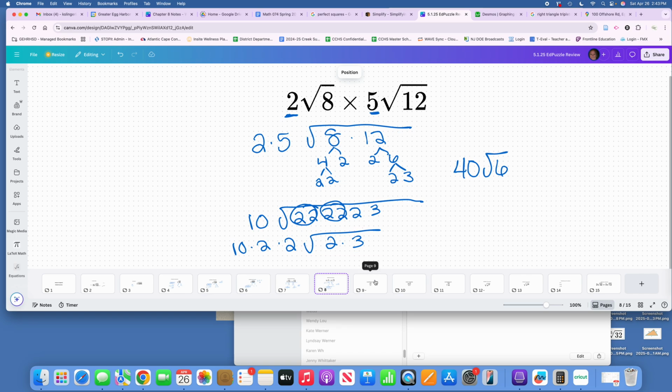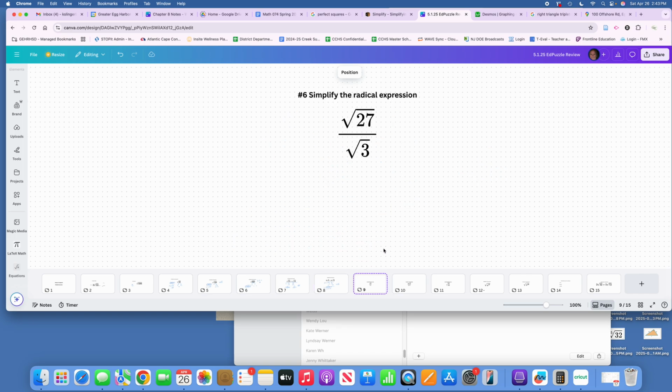Okay, now we're dividing. So remember, there are 2 ways to do this. You can simplify the radicals first, or you can divide first. In this case, it makes much more sense to say, hey, I want to take this fraction and put it underneath the radical first, because I know that 27 can easily be divided by 3. So then that becomes radical 9, and 9 is a perfect square, and that is 3.